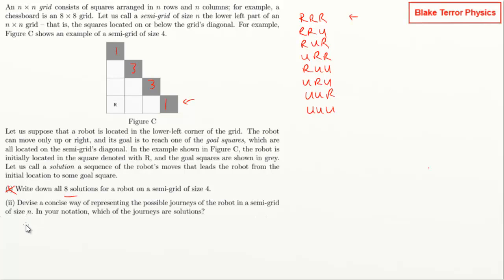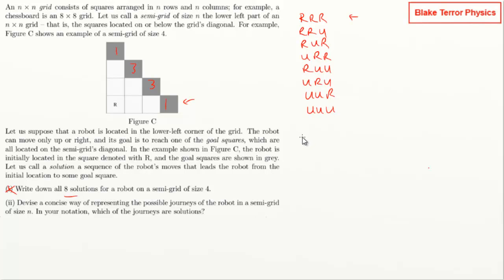Devise a concise way of representing the possible journeys of the robot in a semi-grid of size n. In your notation, which of the journeys are solutions? Are they asking for something else, or they just want me to use R's and U's? Well, I would say this is a concise way, so I think I've already done that. If they want something else, I don't really know what they're asking for. In your notation, which of the journeys are solutions? Well, all of them.